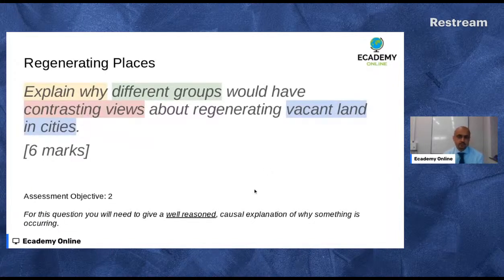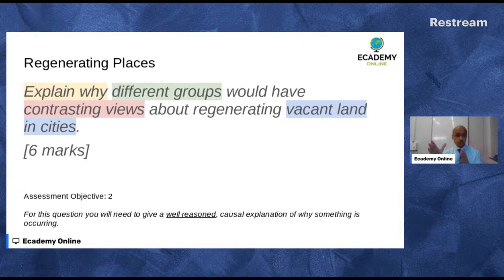Here's some of the things that I would highlight, right? So I'd make sure I'd underline and explain why. Different groups, I'll just write down some examples of some different groups that would be involved, different stakeholders. And then I'd write down, just bullet points, some contrasting views on the side of the piece of paper, and then write down some examples of some vacant land in cities, right? So you should all have an awareness of what this could be. So for example, different groups might include local people. It might include the local council. It might be the national government, okay? It might be an environmental group, all right?